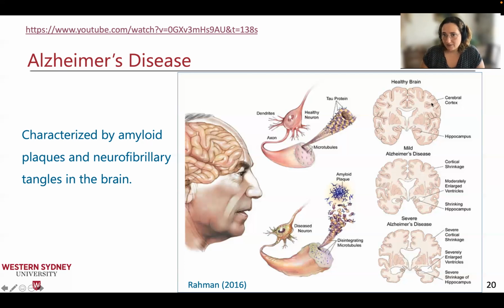So in a healthy brain, it's very plump. There's a lot of matter there. But then with mild Alzheimer's disease, you can start to slowly see here we've got our hippocampus and shrinkage over there. We've got enlarged ventricles that start to happen because of the cell death around it. And that's even more profoundly experienced here in severe Alzheimer's disease, where you really start to get the severe shrinking, especially of the cortical shrinking, severely enlarged ventricles, and severe shrinkage of the hippocampus.